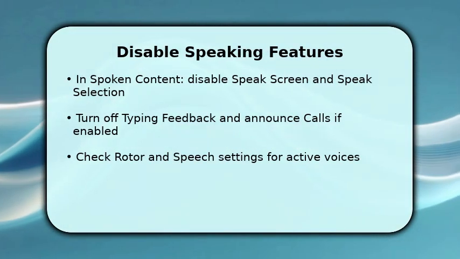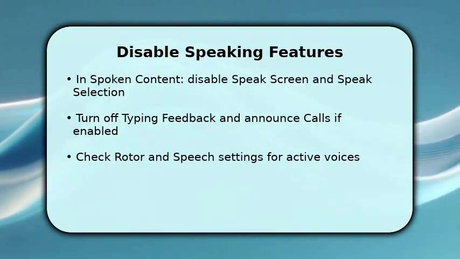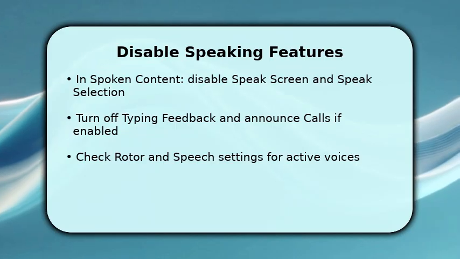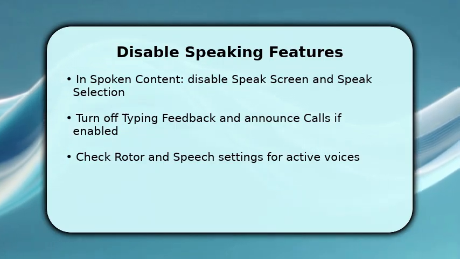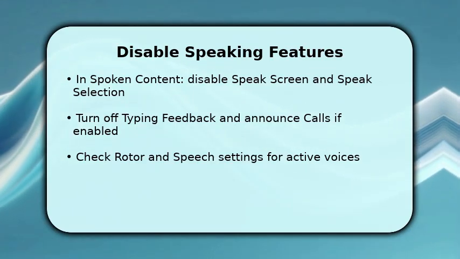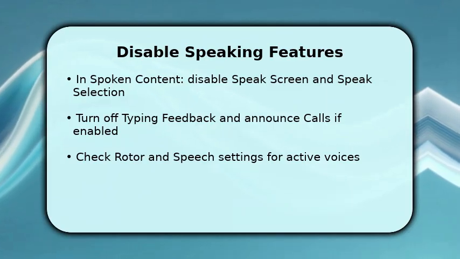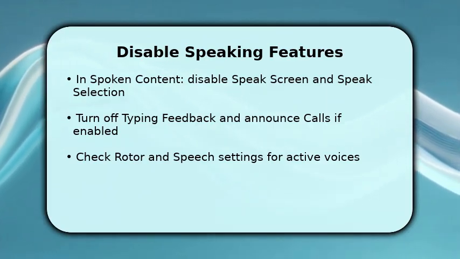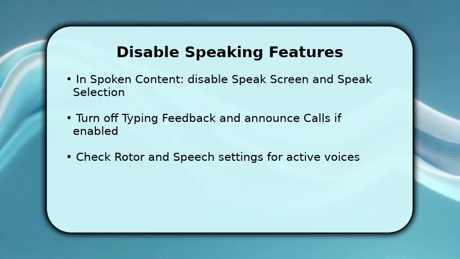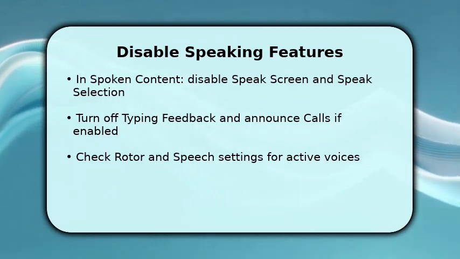Now focus on the specific toggles. In spoken content, turn off Speak Screen and Speak Selection so swipes and selections stop reading. Make sure typing feedback is off. That's what reads characters as you type. Next, check Announce calls and any other announce options. Turn them off if they're reading aloud.